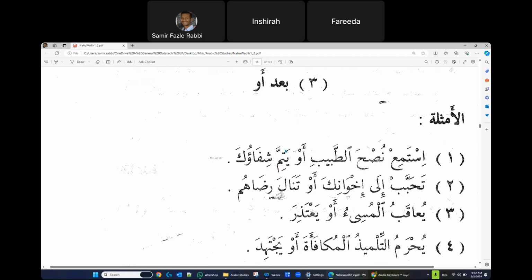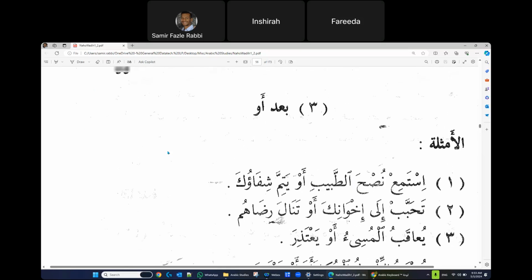So what's happening here for the rest of this is, we would say this L is harf. And then we would say yatimma is fi'l mudari' mansub bi an al-mudmira. It's mansub with this an mudmira, this hidden n. And shifa'uka is the fa'il for yatimma, and it's in the rafa' state.